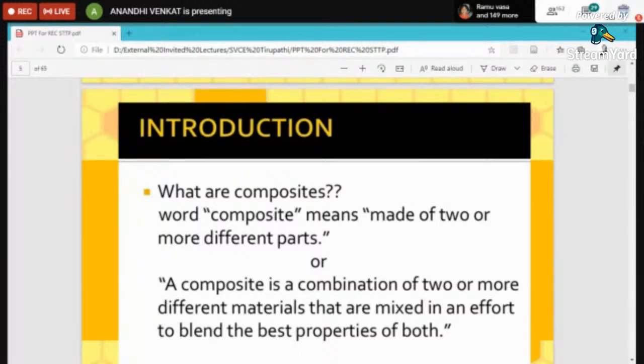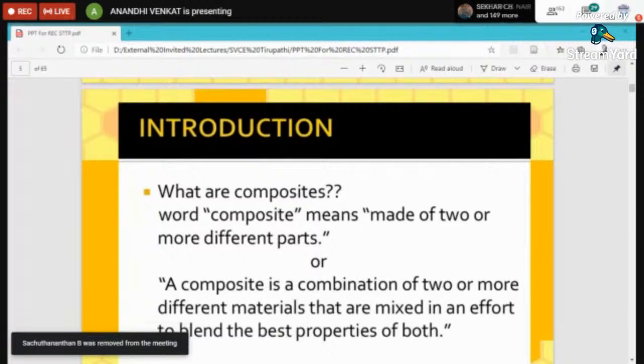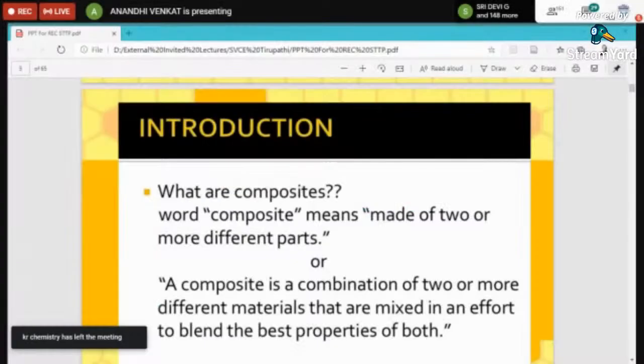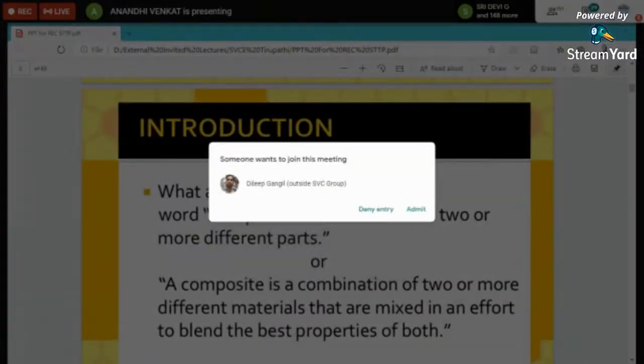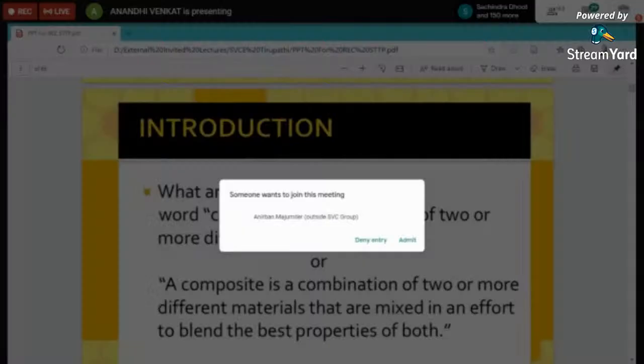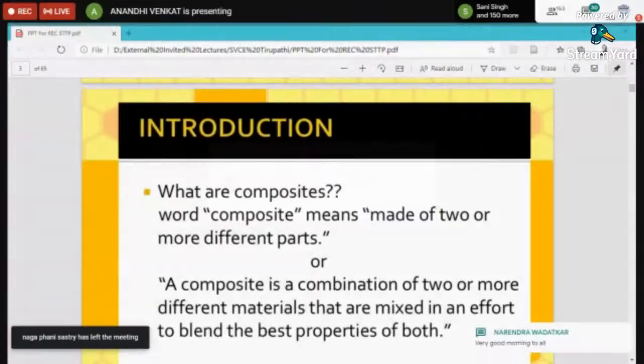We must know what composite material is. The composite material is nothing but two or more different materials combined, integrated through a special process, and you are making a unique material. They are called a composite material. There are two different materials being integrated. One is the reinforcement material, another one is the binding material.